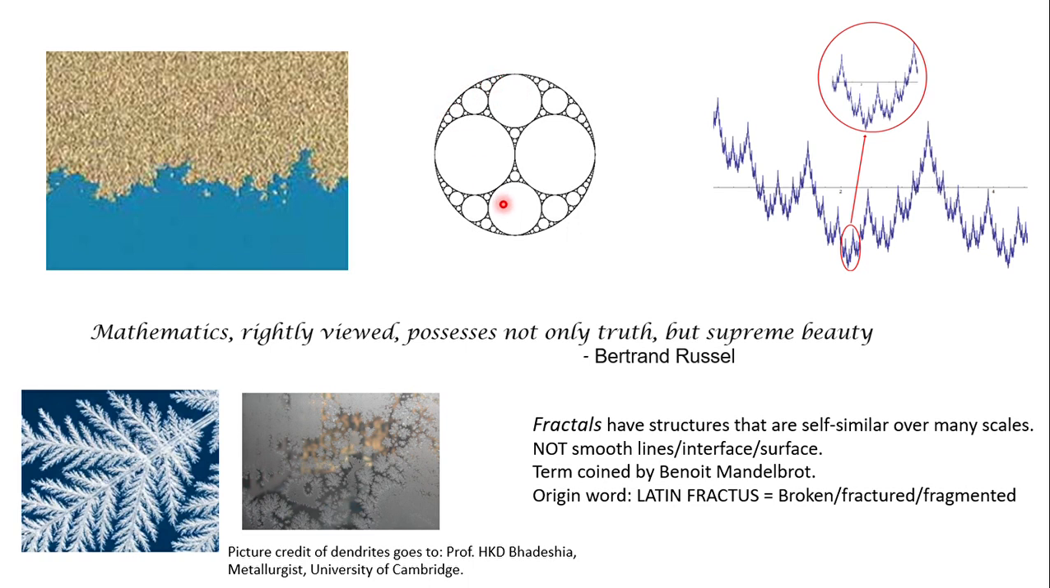All these kinds of properties, Benoit Mandelbrot in the 1970s coined the term fractals. Although people have been doing this from antiquity, the term was finally sealed by Benoit Mandelbrot, who was a mathematician working at IBM, and it is derived from the Latin fractus, meaning fractured and fragmented.